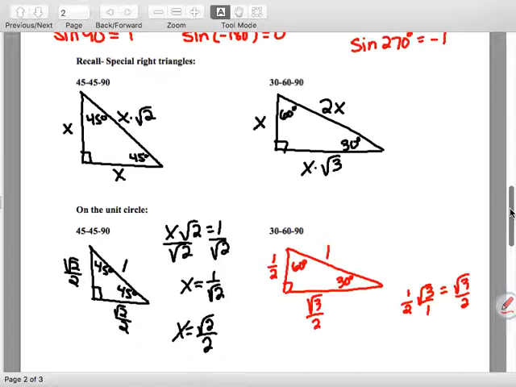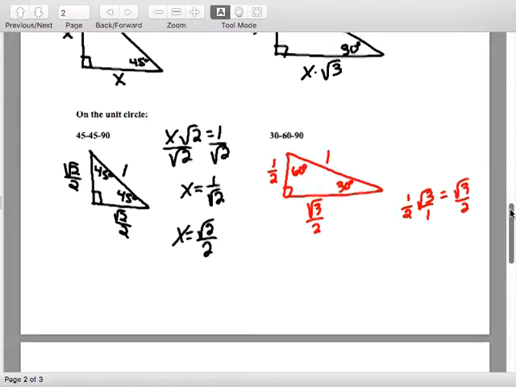So, I want you to take a moment now and look at that gold paper so that you understand what this is. So I gave you a 45/45, the hypotenuse is 1, and then you have a radical 2 over 2, radical 2 over 2. In the 30/60, the hypotenuse is 1, across from 30 is a 1/2, and across from 60 is radical 3 over 2. That's where these numbers are coming from.